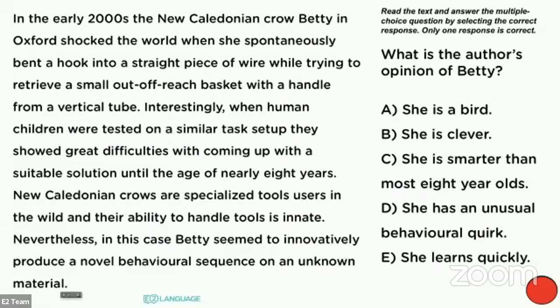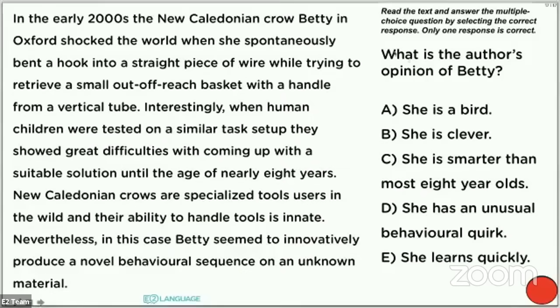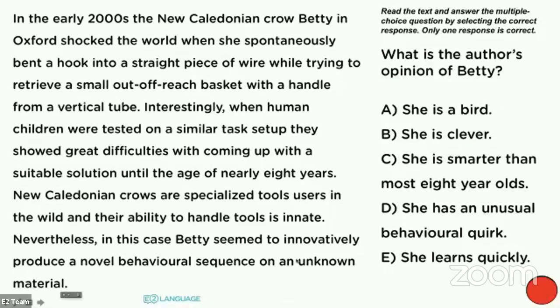So before I go to the answer, let's just look at this. So we're going to read this question prompt, and it says, what is the author's opinion? Okay, so we're looking for an opinion. So what's the opinion here? She is a bird. Well, okay, that's a weird opinion. That's not really an opinion. I'm not happy with that one. She is clever. Okay, that could be a possible opinion. She is smarter than most 8-year-olds. That could be an opinion. She has an unusual behavioral quirk. That could be an opinion, I suppose. She learns quickly. Okay, so it can't really be A. I'm not happy with A. Fine. Then we go over here to the text and we read this.